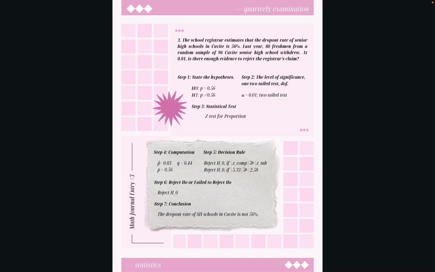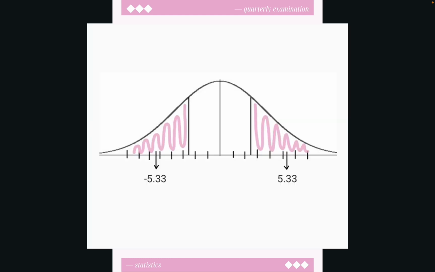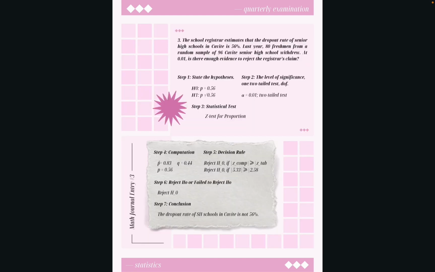The decision rule is to reject H0 if z-computed is greater than or equal to z-critical, so reject H0 if 5.33 is greater than or equal to 2.58. This is the graph for that, and we can see that it is in the rejection area. So we have to reject it, and the conclusion is that the dropout rate of senior high schools in Cavite is not 56%.